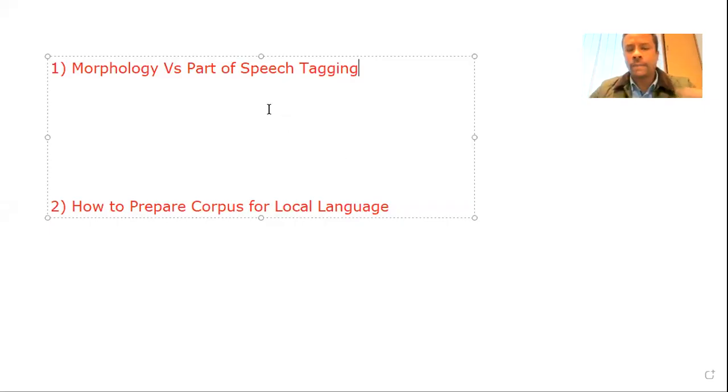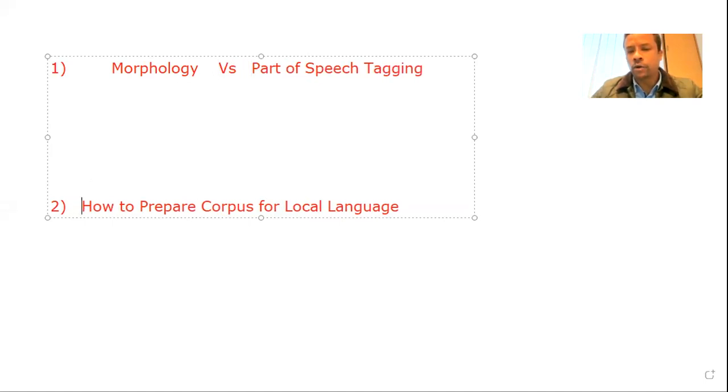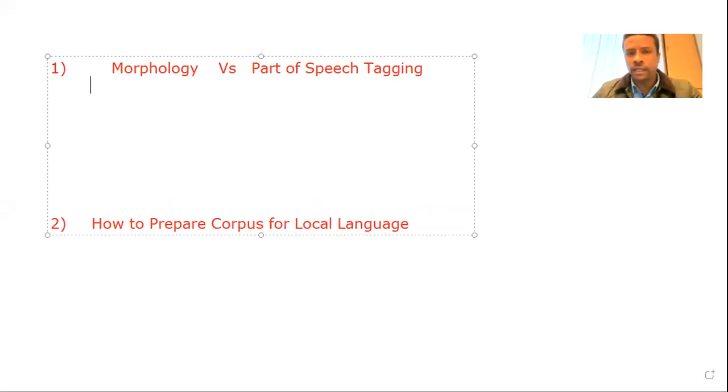So these are the two questions raised by the class. The first one is, what's the difference between morphology and part of speech tagging? And the second one is, how can we prepare a corpus for a local language? For the first case, they are quite different.